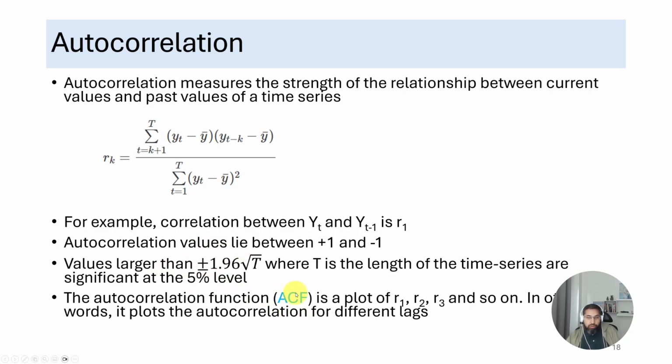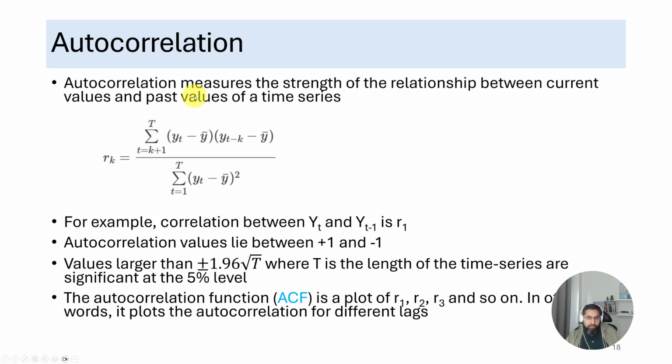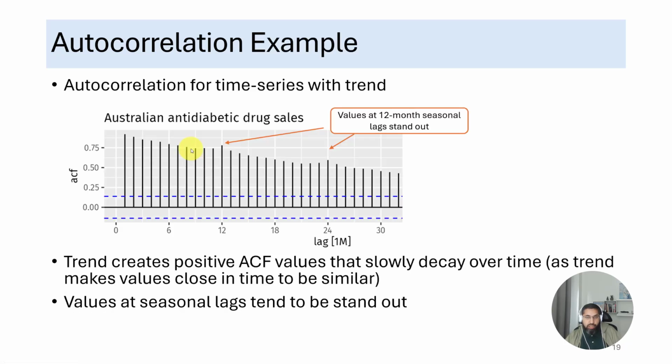ACF is called the autocorrelation function. It's just a plot of autocorrelation values for different lags. So R1 followed by R2 followed by R3 followed by R4 and so on. When you plot them, R1 is the first value, R2 is the second value, R3 is the third value. You compute autocorrelation with lag 1, lag 2, lag 3, and so on. That's called the autocorrelation function. You don't have to do this manually, and you don't have to know the exact formula. If software allows you to calculate it, you can calculate it in software.